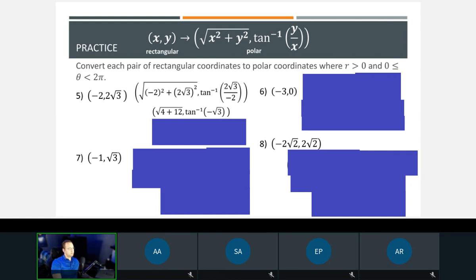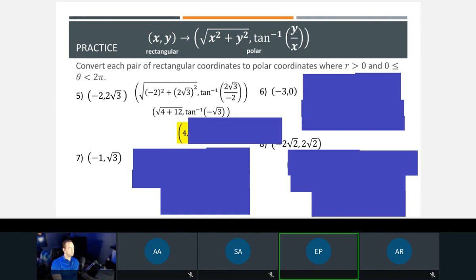Right, so it looks like radical 4 plus 12 is radical 16, which is 4. Didn't get that. I don't know if I'm... Oh, okay, I see it. Never mind.